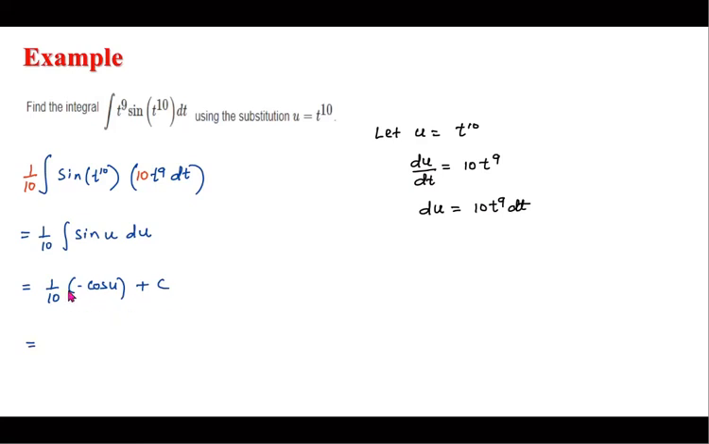This is my answer, but not the final answer, because our final answer should not be in terms of u. So 1/10 with that negative becomes negative 1 over 10 times cosine of u, and u is t to the 10, plus c. So that is my final answer: negative 1 over 10 cosine of t to the 10 plus c. That's the first example. Here we used U substitution to evaluate the indefinite integral. We are going to look at examples like this throughout the video so that you'll be confident with U substitution.